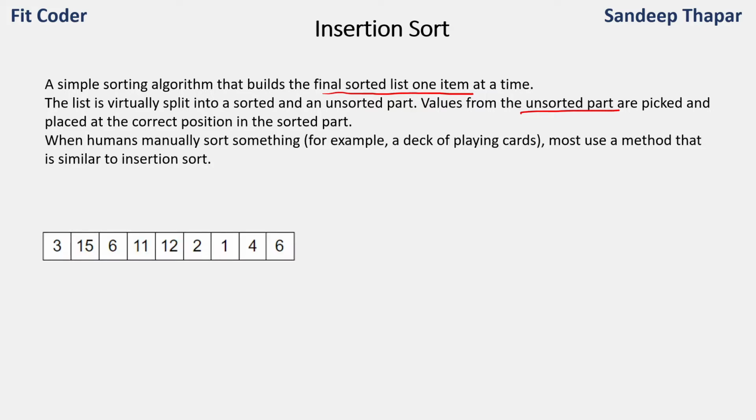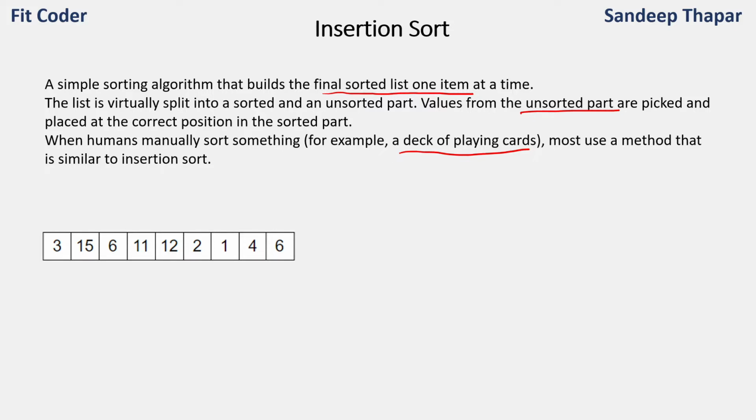When a human manually sorts something, the method that we use is similar to insertion sort. Let's say a person has to sort a deck of playing cards. The usual method that we humans take is that we pick a value and place it at the correct position. Then we pick another value and place it at the correct position. Going on in this manner, at the end all the cards are arranged. That method is similar to insertion sort.